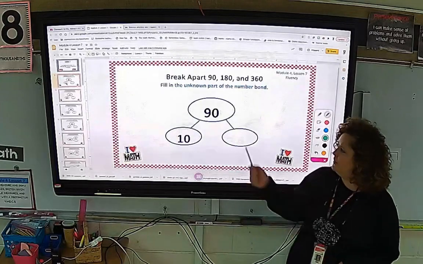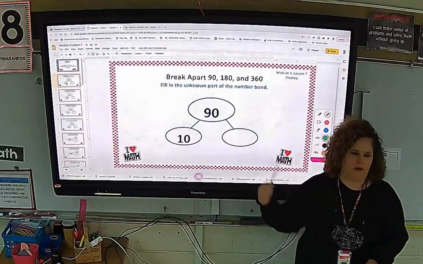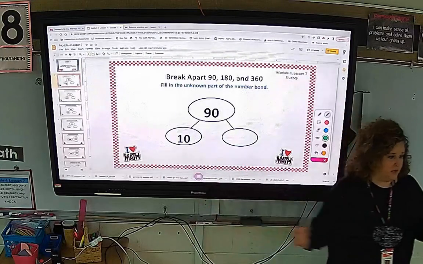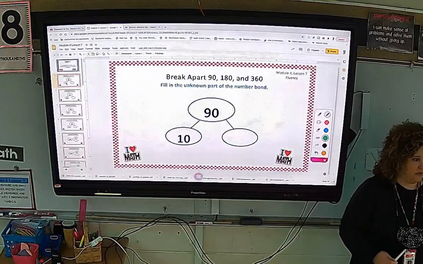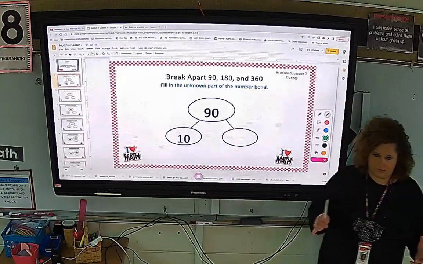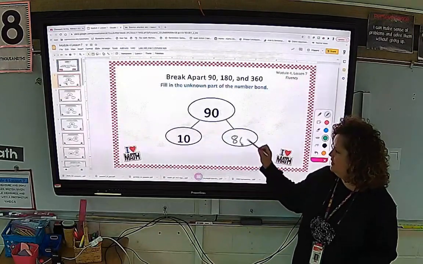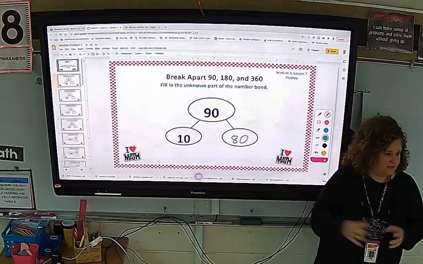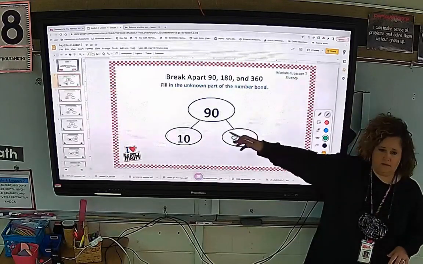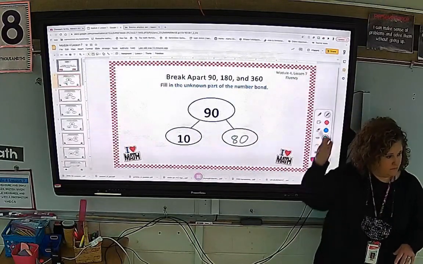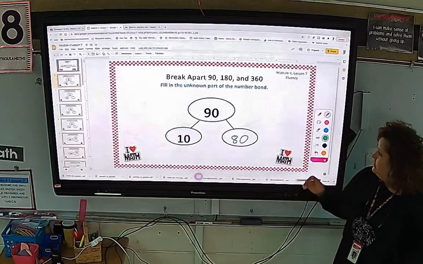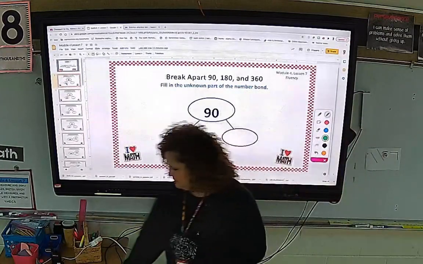Okay. So if 90 is in the top of our number bond and 10 is one of the numbers underneath it, what has to go in the other bubble? 80. What is down here added together is going to equal this. Question? Okay. So let's go on to another one.